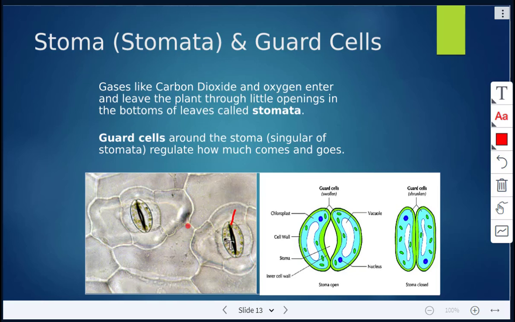Here in a microscopic image of a cell, we can see the guard cells. They kind of look like lips, and then the stoma would be the opening inside. Right over here, we can see when the guard cells are swollen, like so, then the stoma is open. And then when the guard cells shrink, then the stoma is closed. All right, and notice the other parts of the structures here as well. You see a vacuole, you see the nucleus, there's a cell wall, chloroplast, and so on.